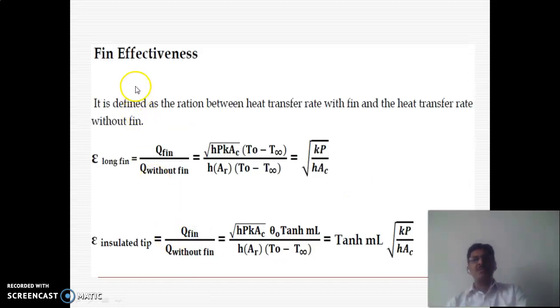So next one is your fin effectiveness, defined as the ratio between the heat transfer rate with fin and the heat transfer rate without fin. So Q with fin divided by Q without fin is called the effectiveness of the fin. So for the long fin condition, this equation for Q fin we have already derived. Then without fin, we say hA delta T, so we will get the equation square root of kP divided by hA. So for the insulated tip condition, you can see Q fin we already derived this equation, divided by Q without fin, so tanh(mL) times the square root of kP by hAc.